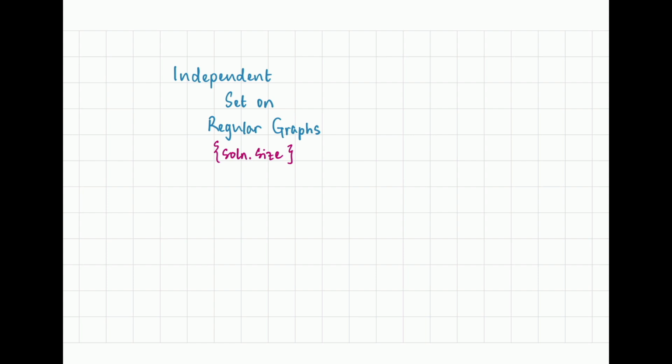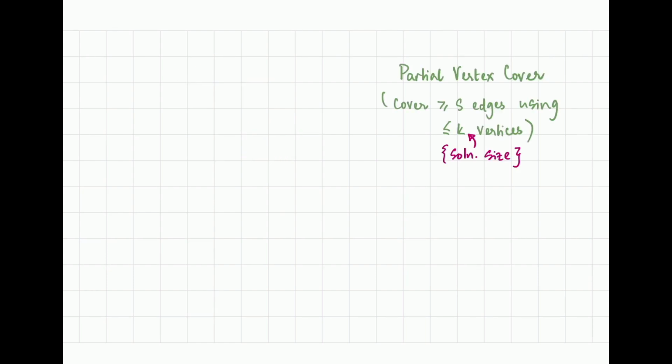So in this segment, I want to use the hardness of independent set on regular graphs in particular to show you the hardness of partial vertex cover on general graphs. So what is the partial vertex cover problem? It's a very natural generalization of our officially favorite problem of vertex cover.